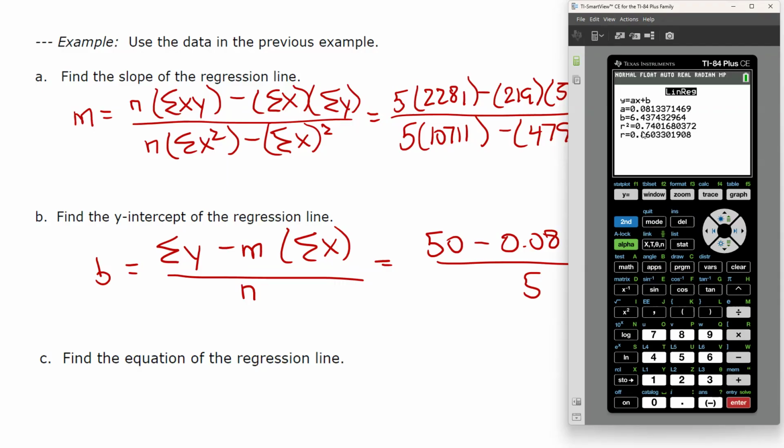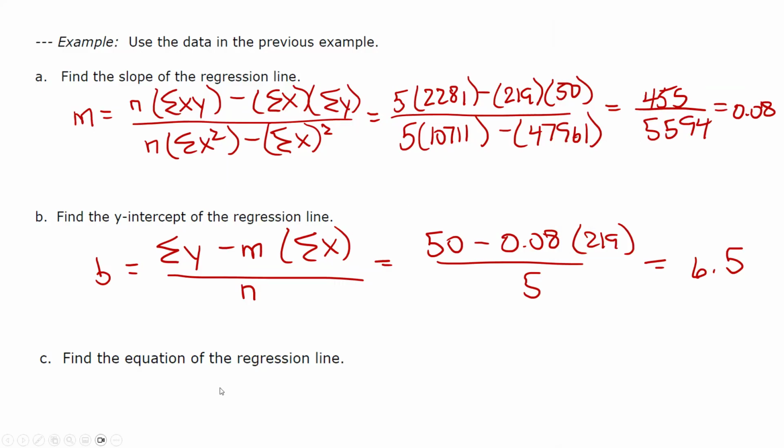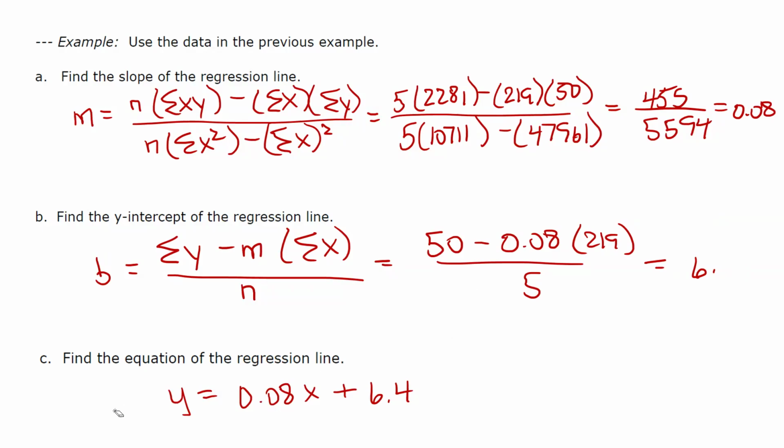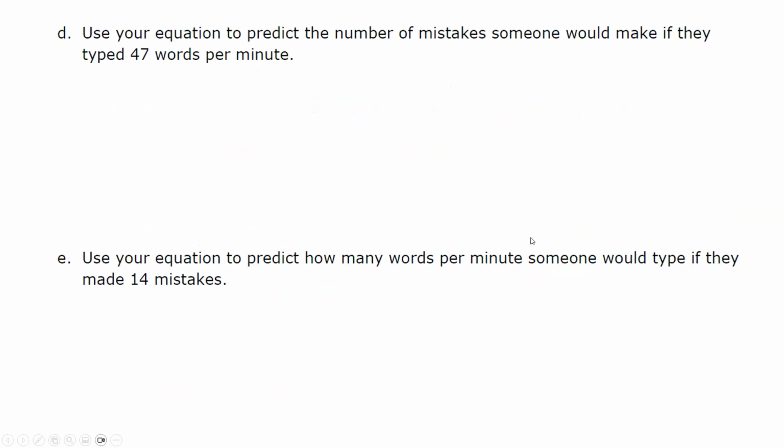Okay. So we can now write our equation, which is going to be y equals 0.08x plus 6.4. Okay, so we're going to change this to 6.4. Okay, so that's our regression line.